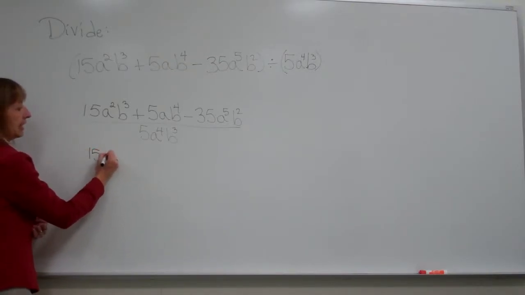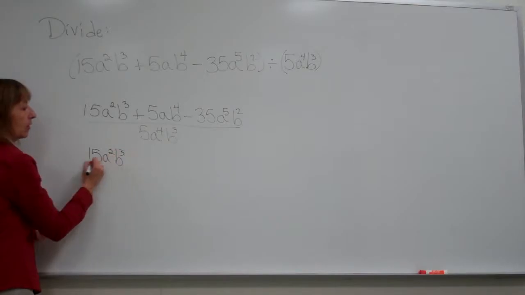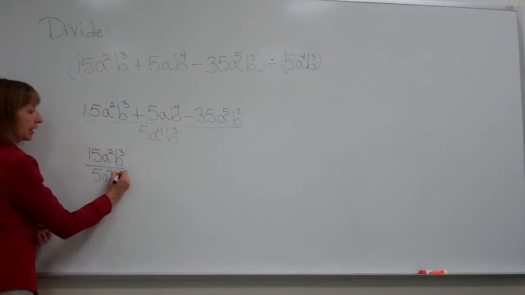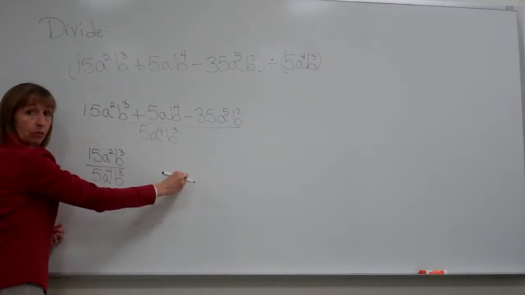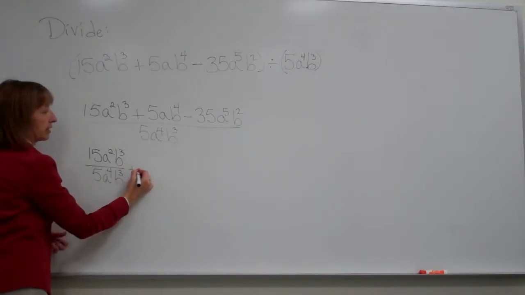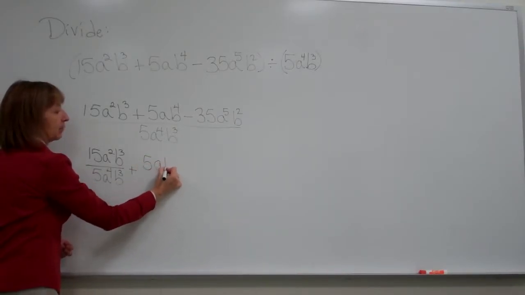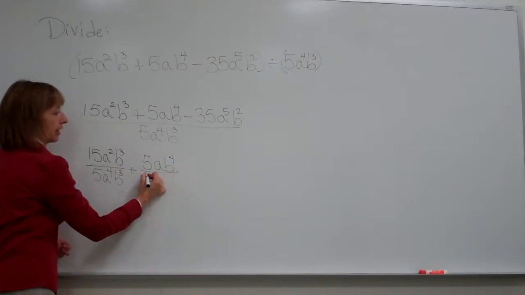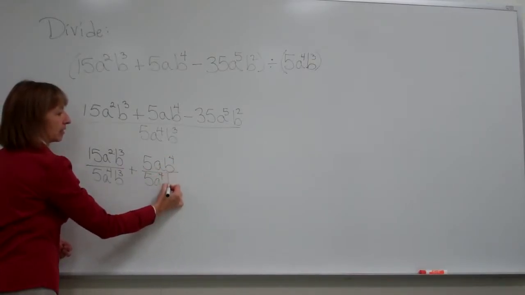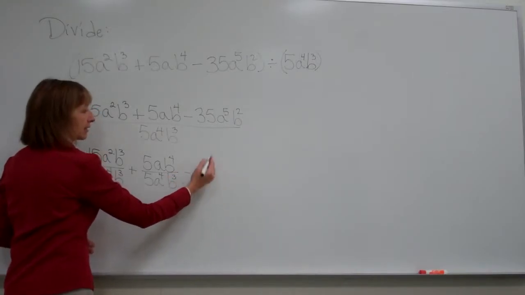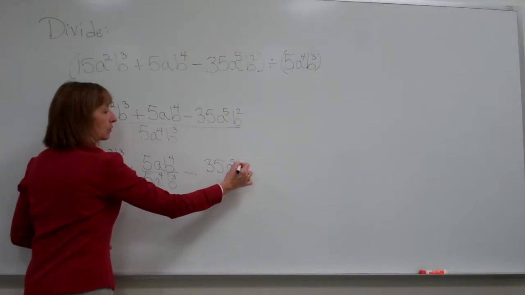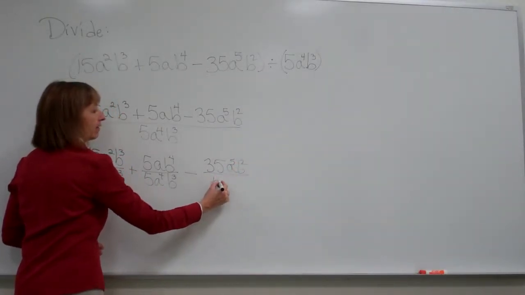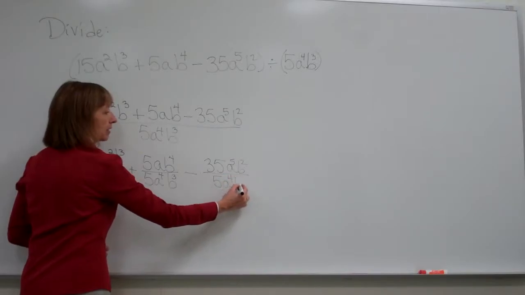So I have 15a squared b to the third over the 5a to the fourth b to the third. And then I use the operation symbol between the terms to be between the individual fractions. So I have plus 5ab to the fourth over 5a to the fourth b to the third. And then minus the last term, 35a to the fifth b squared over my 5a to the fourth b to the third.